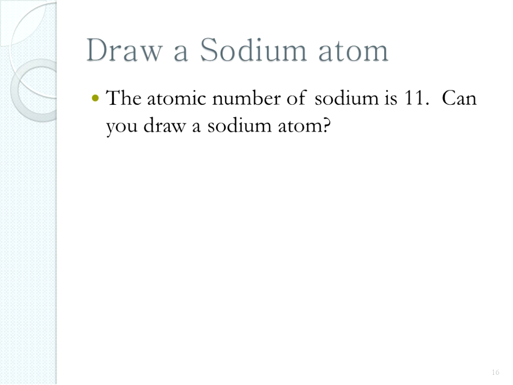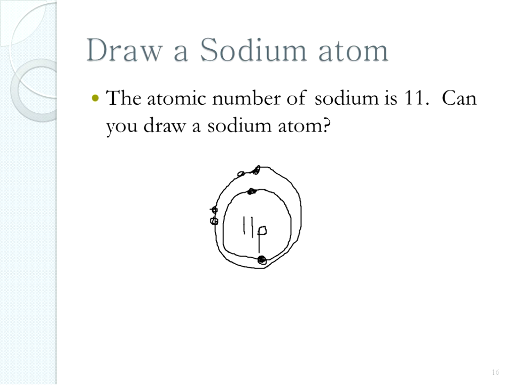So here we can talk about drawing a sodium atom. The atomic number of sodium is 11. So we have 11 protons in the nucleus of a sodium atom. A sodium atom is going to be electrically neutral, so it will have 11 electrons. 2 go in the first electron shell. 8 can go in the second electron shell. And the last one, the 11th one, goes all by itself in the third or outer electron shell.